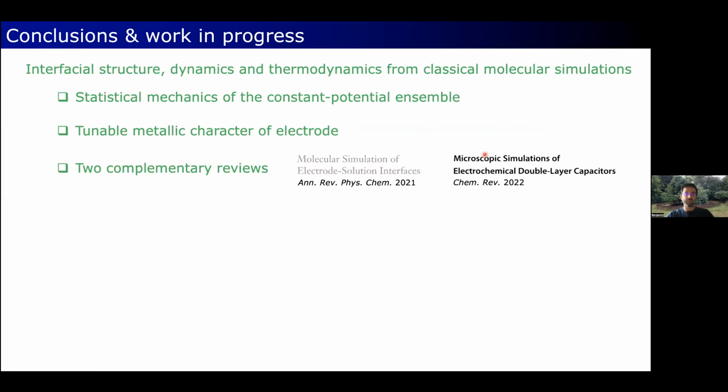So as a conclusion, I've shown you some examples of what classical molecular simulations can bring to the understanding of these electrode-electrolyte interfaces and the benefit of working out the statistical mechanics of the constant potential ensemble. I've also illustrated how we can tune easily the metallic character of the electrode in this simple model for the electrodes. And if you're interested to know more, there are two complementary reviews, one on planar electrode-electrolyte interfaces, and the other one focusing on the porous electrodes for electrochemical double layer capacitors applications.